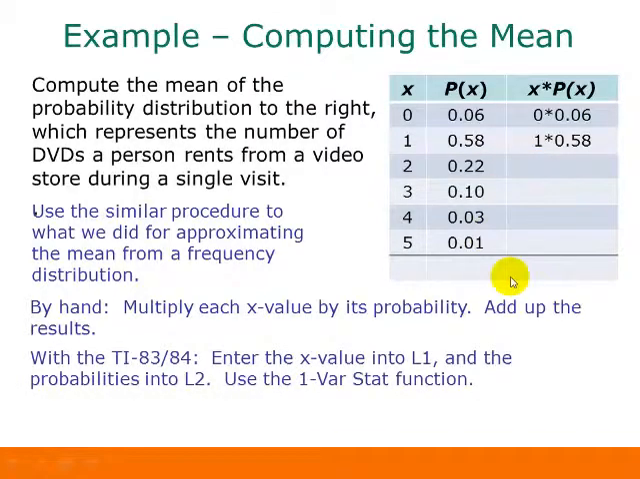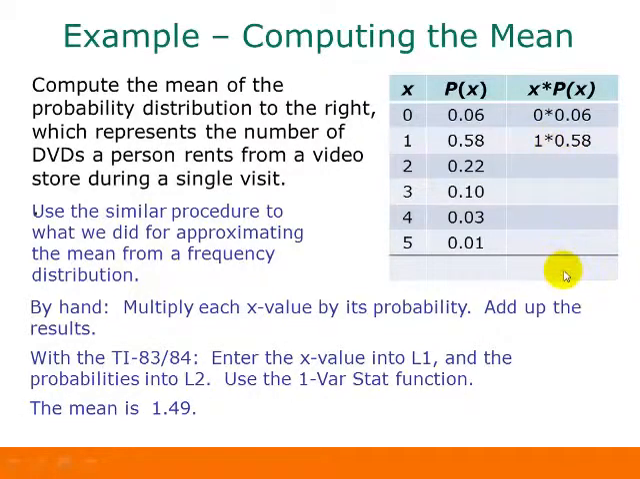Now you can also do this with your calculator. In order to do that, you would enter each x value into your L1 list and enter your probabilities into your L2 list. Then use the one variable stat function, and the mean will be the x bar, just like it was for everything else when we did one variable stats.